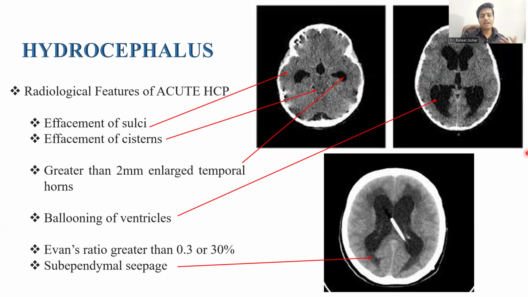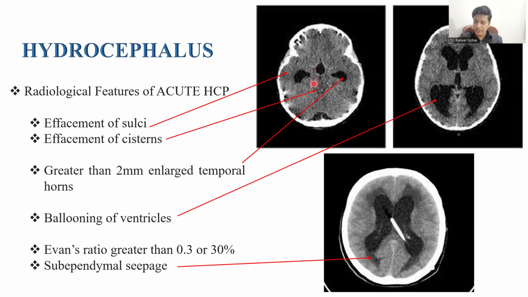So how can we identify on the CT scan brain plain, other than the clinical picture of the patient, whether it is acute hydrocephalus or chronic hydrocephalus? And other than acute or chronic hydrocephalus, how can we identify if it is hydrocephalus or not? So here are some features.